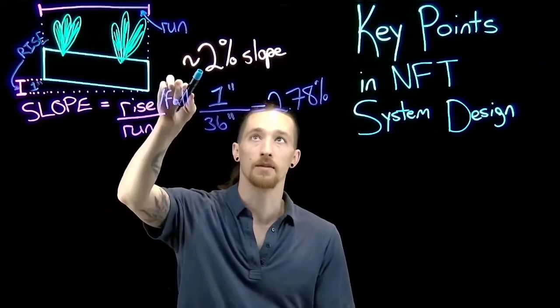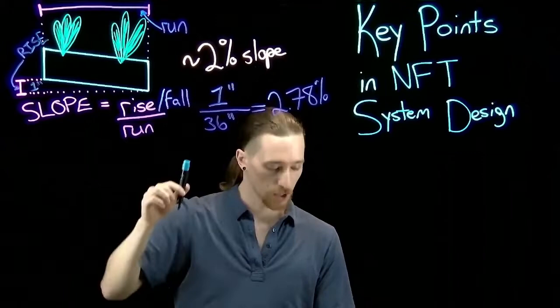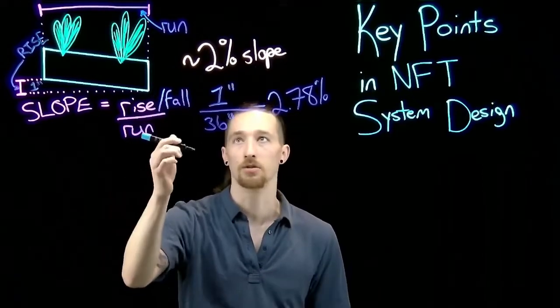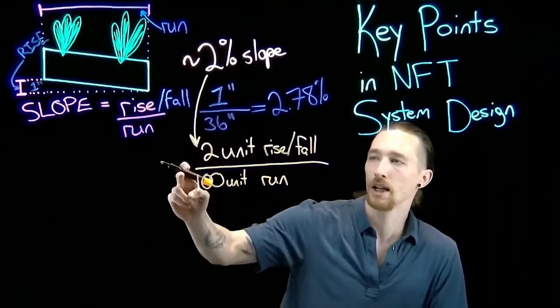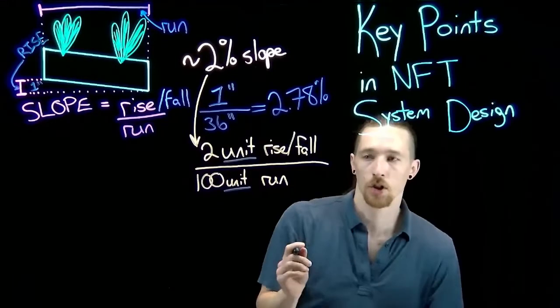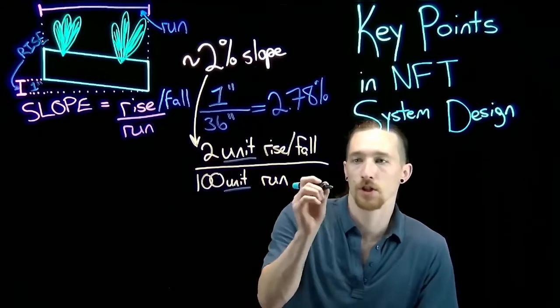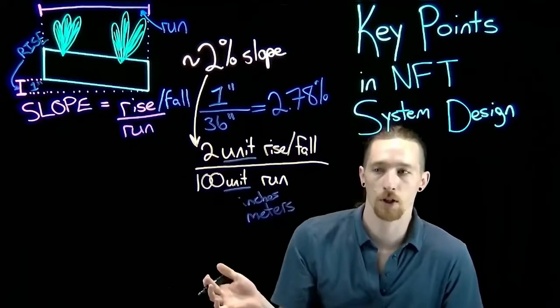So we translated rise over run into percent. We can translate percent into rise over run. So this would be a 2-unit rise or fall over a 100-unit run. This unit can be anything, so long as they're the same. It could be inches, it could be meters, whatever works for your system.